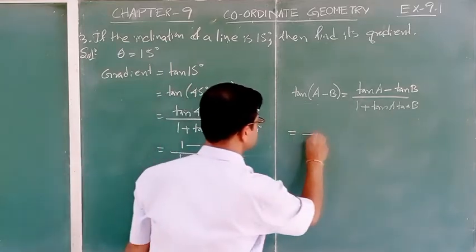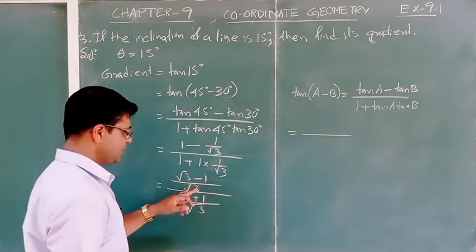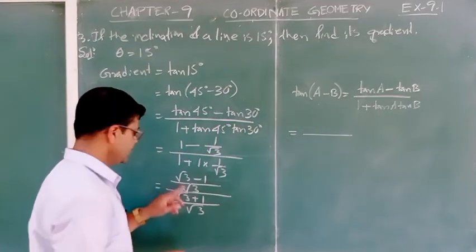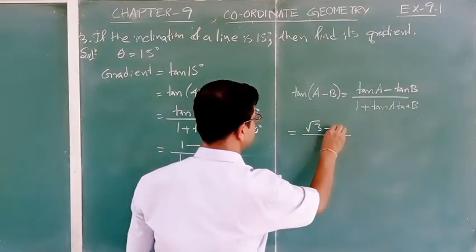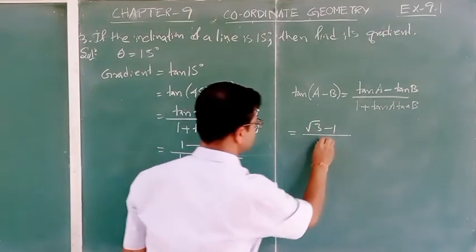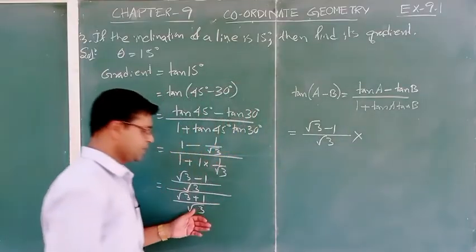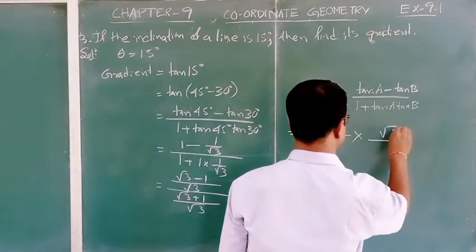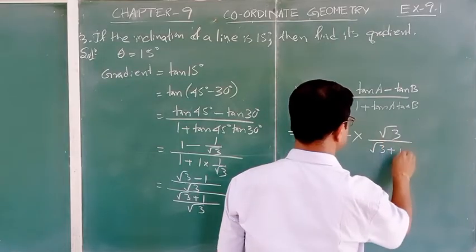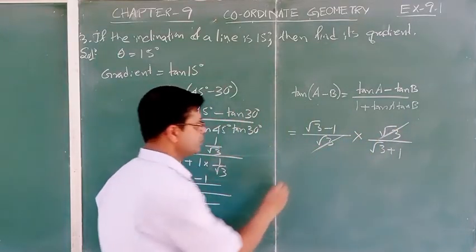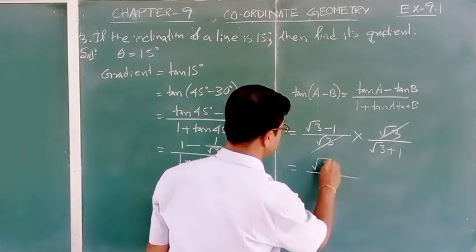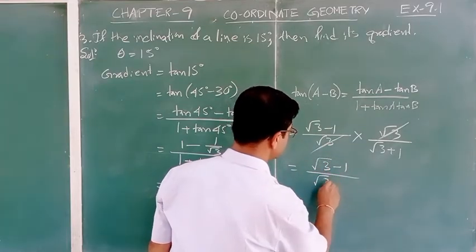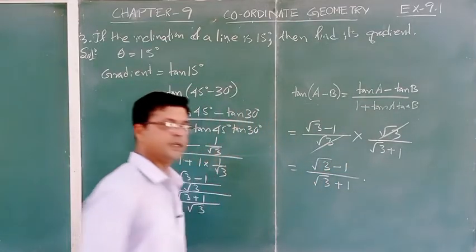Okay, let us simplify it further. Actually, we can cancel root 3, isn't it? So, it is root 3 minus 1 divided by root 3 plus 1. Wait, as it is a case of division, we take the reciprocal. So, root 3 divided by root 3 plus 1. Now, dear students, we can cancel this too. So, the gradient ultimately that we obtain is root 3 minus 1 divided by root 3 plus 1. This is the gradient of it.